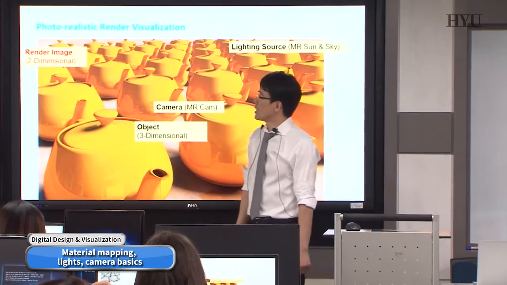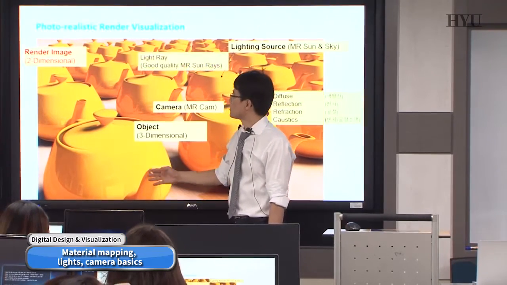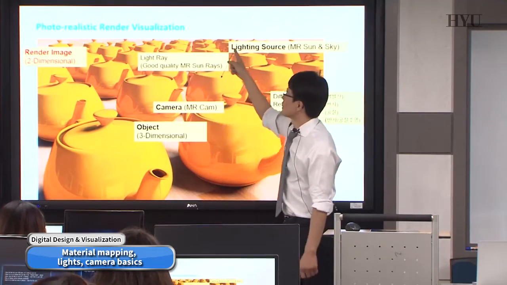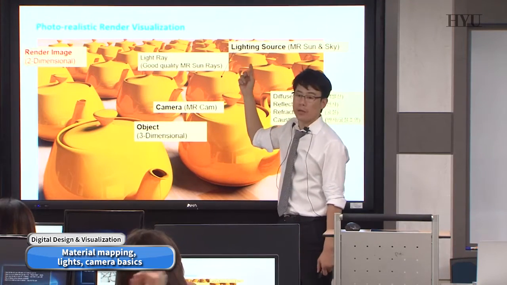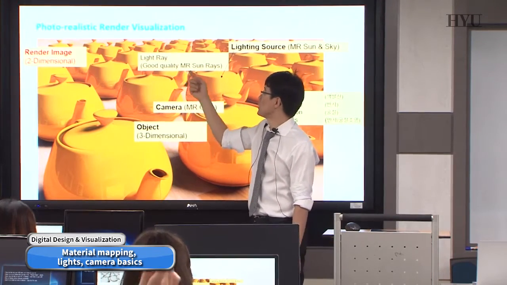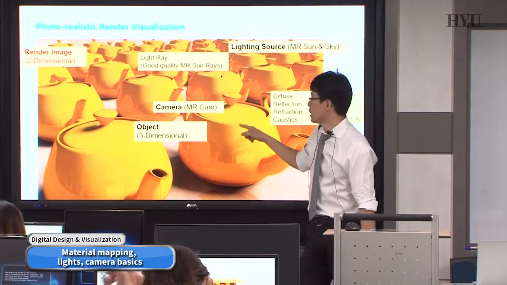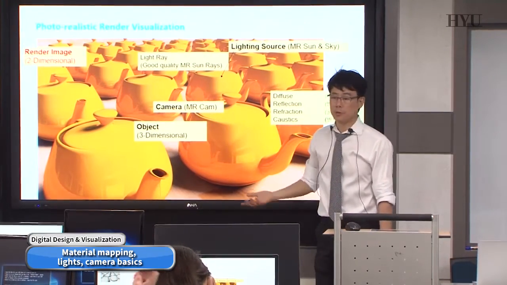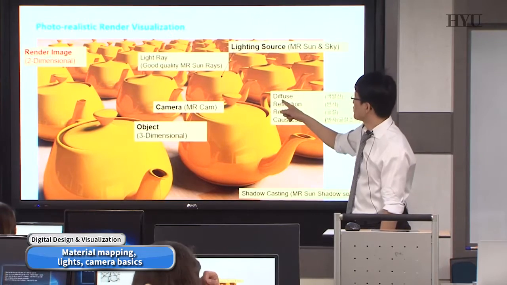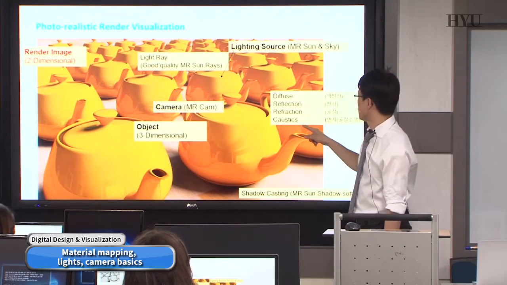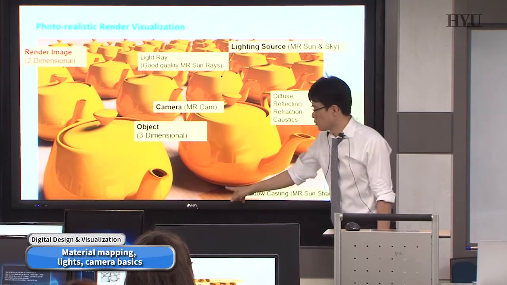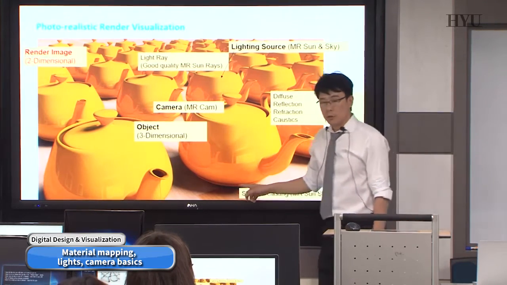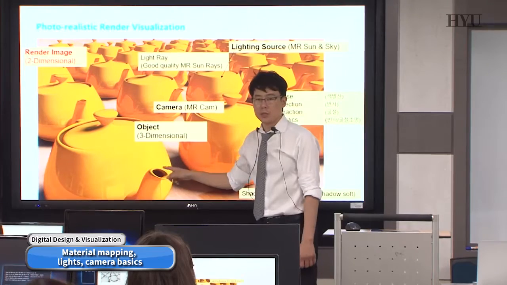And that is why you can get this render image. There is light ray, but the light ray quality in mental ray is really good. Good quality mental ray sun rays. That is why you can get this kind of better visualization. And of course, diffuse reflection, refraction, caustics, all of them are available in mental ray. Take a look, shadow casting. Another one, this is not a sharp edge shadow.